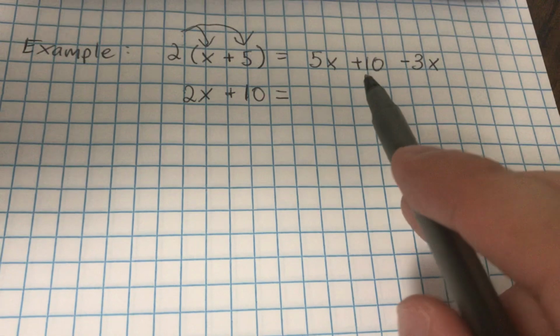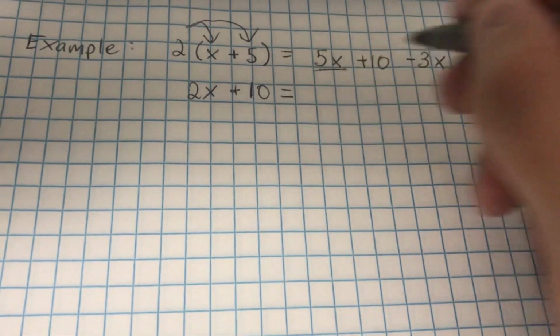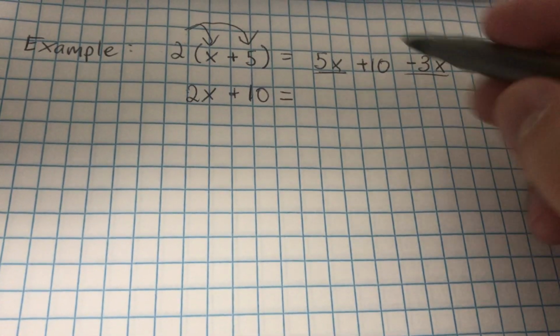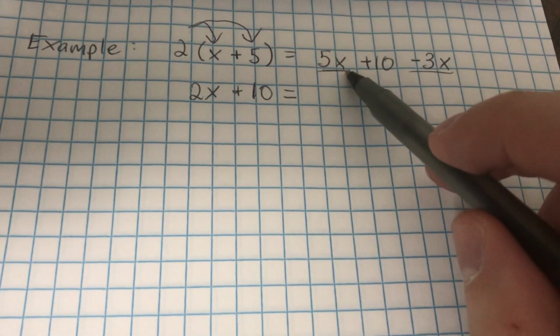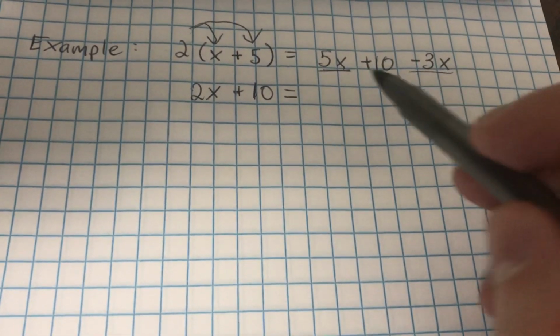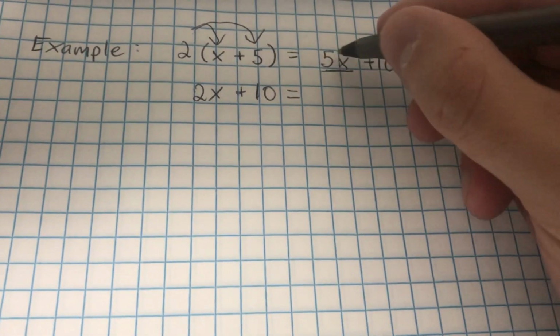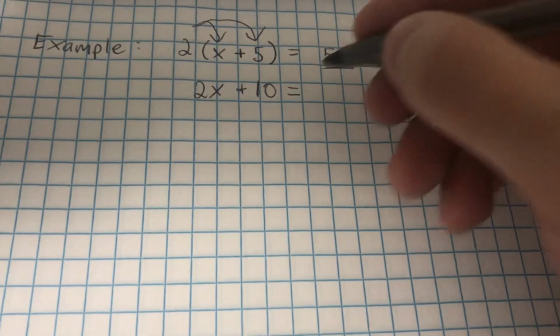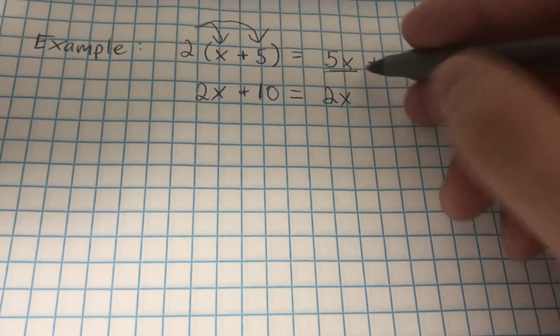Now how about this side? 5x plus 10 minus 3x. Immediately you should be thinking, well, I need to combine like terms. I need to add and subtract the coefficients of my like variables in order to simplify this side of the equation. So 5x minus 3x, what's 5 minus 3? Well, that's 2x. And then what do I have left? Plus 10.